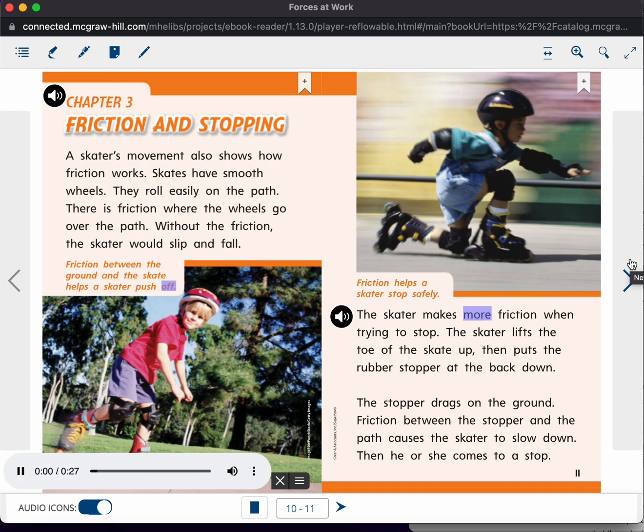The skater makes more friction when trying to stop. The skater lifts the toe of the skate up, then puts the rubber stopper at the back down. The stopper drags on the ground. Friction between the stopper and the path causes the skater to slow down. Then he or she comes to a stop. Caption: Friction helps a skater stop safely.